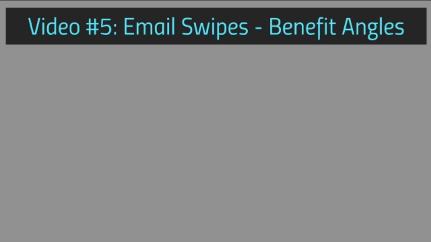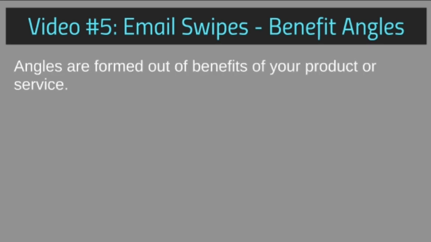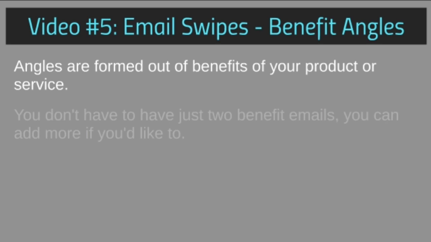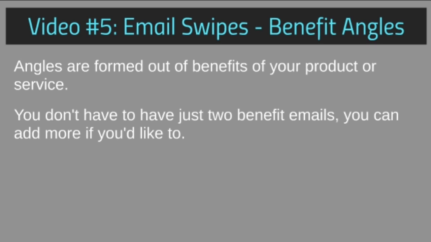Does it solve a pain? Does it save time? Does it save money? And things like that. So I'll actually give you some ideas on different benefit angles that you can apply to your email course. So as I stated, angles are formed out of benefits of your product or service. You don't have to have just 2 benefit emails. You can have more. You can have up to 5, up to 6, or however many you wish. I typically like to start out with 2 to 3.